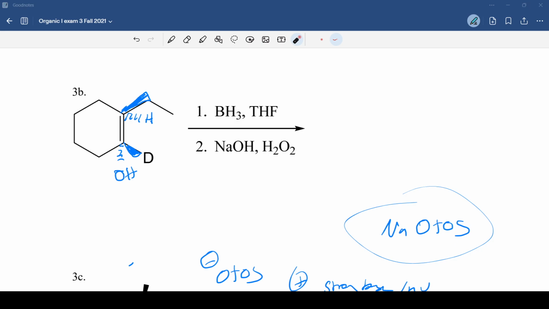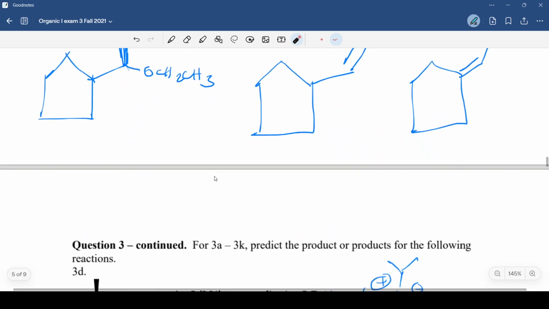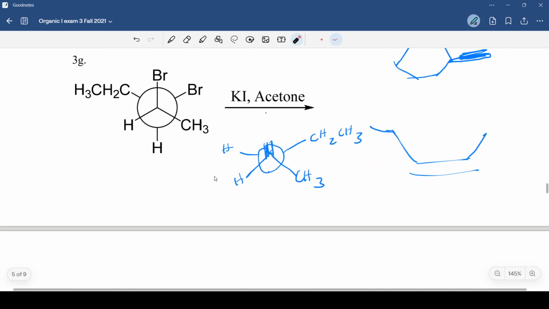So basically, it's like the opposite of the one where you add OH and Markovnikov, trans. You add this one cis. So the OH and the H are added cis. There's no mechanism for this one. They had a question on the mechanism. And then 3G would be the other one.